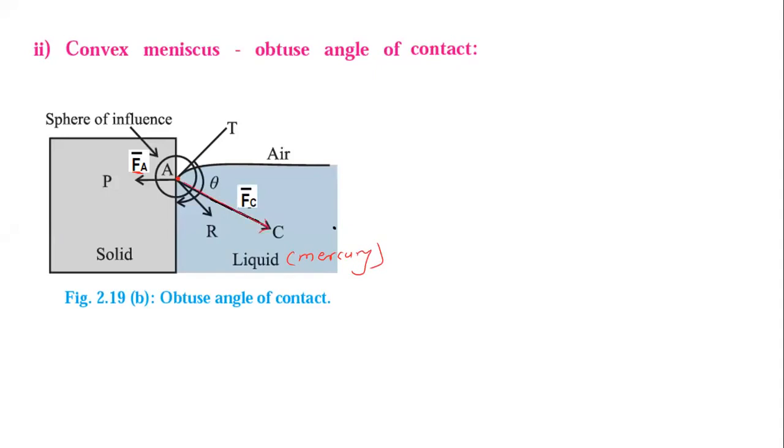Mercury molecules exert a force on A, and that force is the cohesive force. A little longer line here. So a longer line for cohesive force means that this cohesive force is greater than adhesive. So the simple conclusion: cohesive force is greater than adhesive force. And because of that, the resultant lies inside the liquid. You can see the resultant here. We can draw a parallelogram here also. So this is the resultant. So the resultant lies inside the liquid.